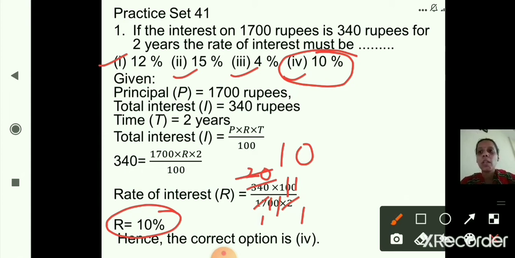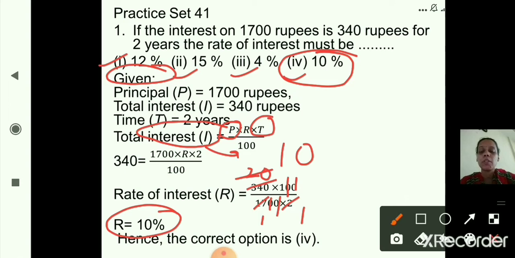So what is given in the question? Principal is given, total interest is given and time is given. We will use the same formula, that is total interest I is equal to P into R into T upon 100, where I is given, P is given and T is given. R we have to find out. So rate of interest is equal to total interest multiplied by 100 upon P into T. P is 1700 and T is 2. So 1700 multiplied by 2 will come in the denominator and in the numerator 340, that is total interest, multiplied by 100. After doing cancellation, what we got? R is equal to 10%.